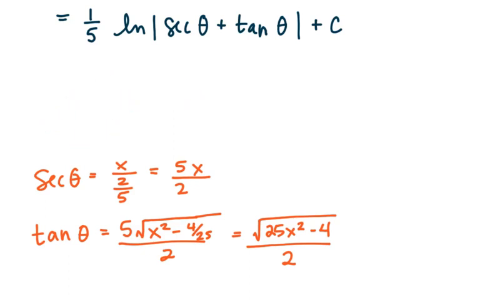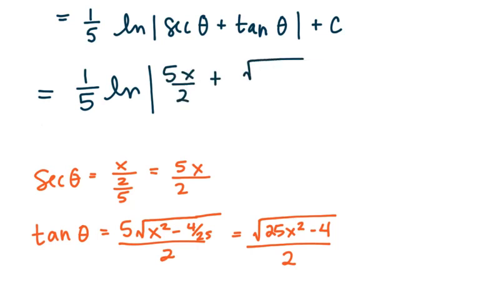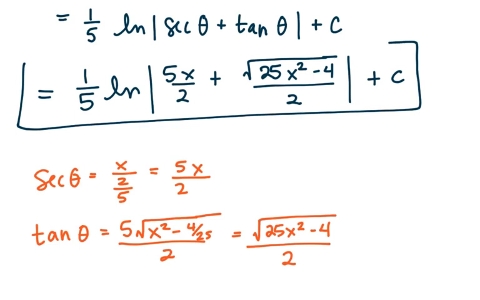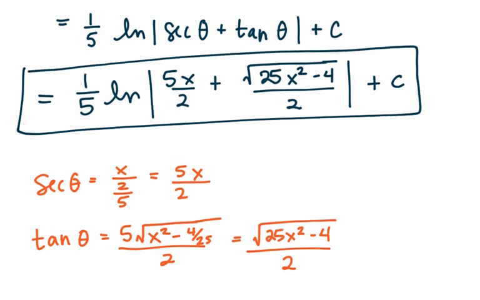So my final answer is going to be 1/5 times the natural log of 5x over 2 plus the square root of 25x squared minus 4 over 2, plus c. That's my third example using a trig substitution to evaluate an integral. So I've done one of each of our 3 types of substitutions that we can use. As always, email me if you have any questions.